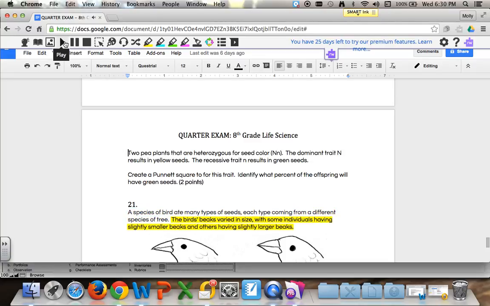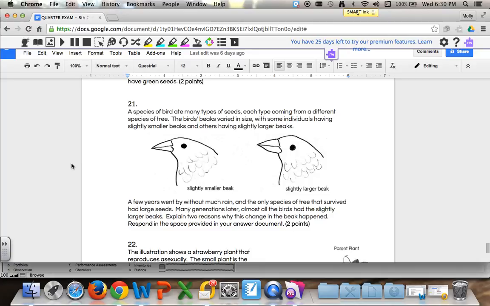tree. The birds' beaks varied in size, with some individuals having slightly smaller beaks and others having slightly larger beaks. A few years went by without much rain, and the only species of tree that survived had large seeds. Many generations later, almost all the birds had slightly larger beaks. Explain 2 reasons why this change in the beak happened. Respond in the space provided in your answer document.